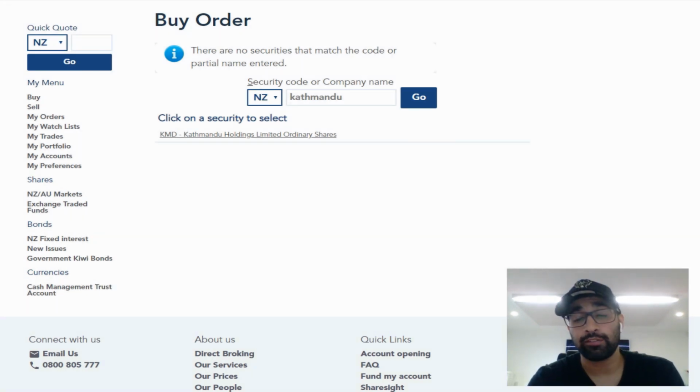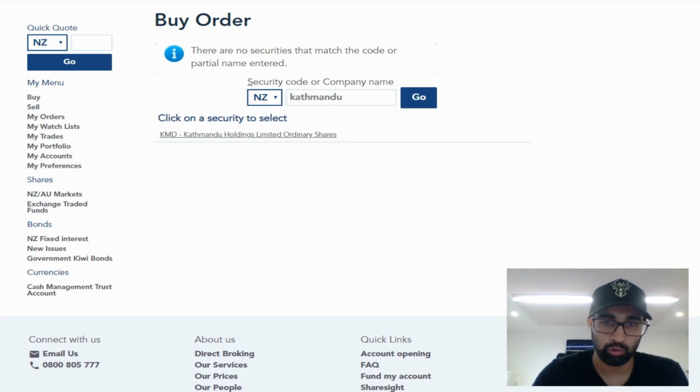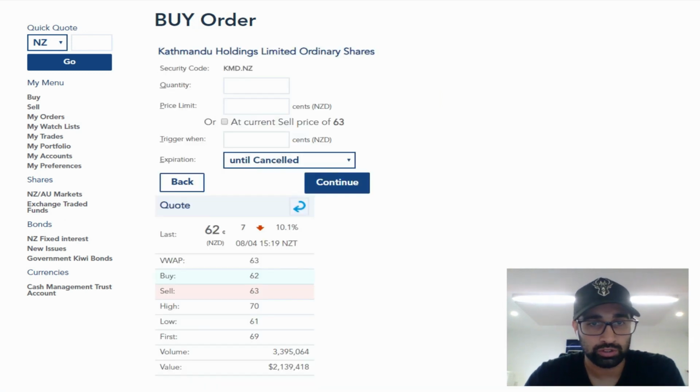After I've typed the company name, we want to see below that there's the ordinary shares here. So you always want to be trading a company's ordinary shares, whether you want to be investing or trading them. Again, trading is my style. I don't long-term invest. Here we go. Cool, so you get to this screen here.